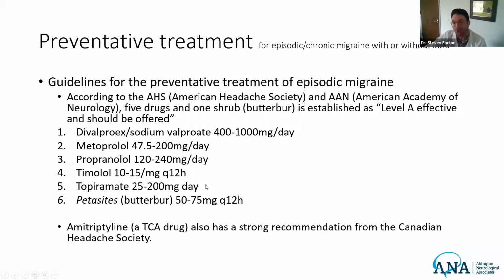Topiramate, the brand name's Topamax, some people refer to it as Dopamax, can cause cognitive slowing, numbness and tingling in your extremities. Amitriptyline is another drug that's strongly recommended by the Canadian Headache Society as a preventative, but it can cause urinary retention, constipation, blurry vision, cognitive slowing. These drugs were not designed specifically to affect the migraine pain cascade.